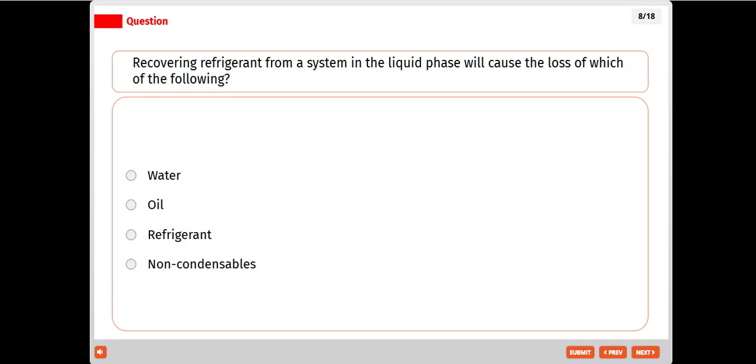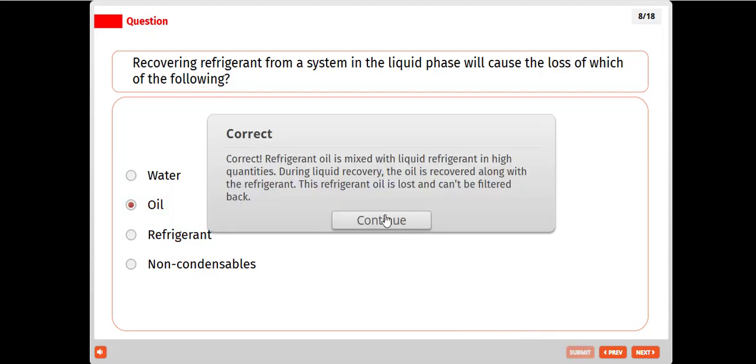Recovering refrigerant from a system in liquid phase will cause the loss of which of the following? Water, oil, refrigerant, non-condensable. Okay, oil.